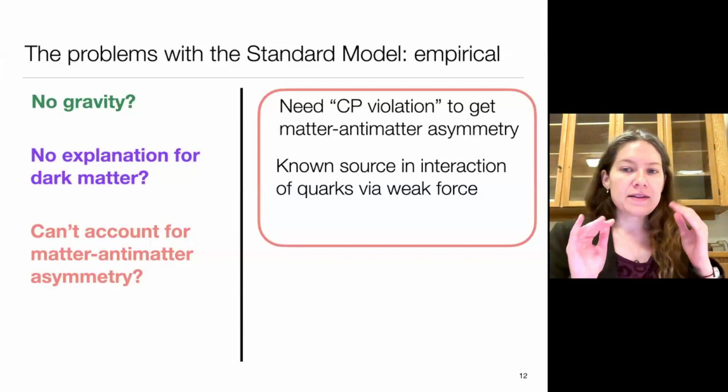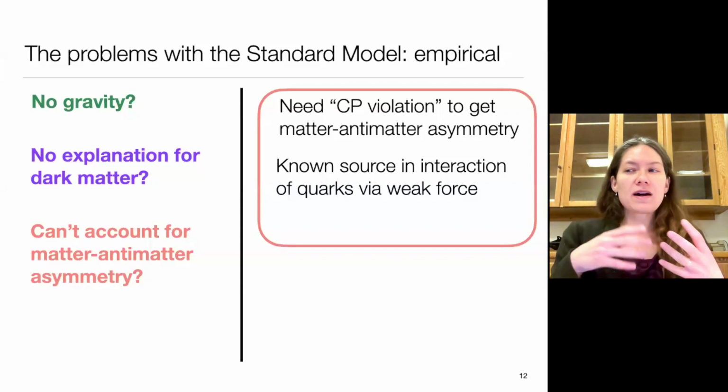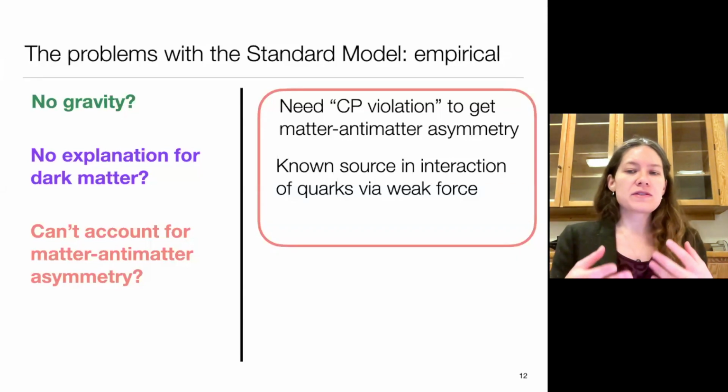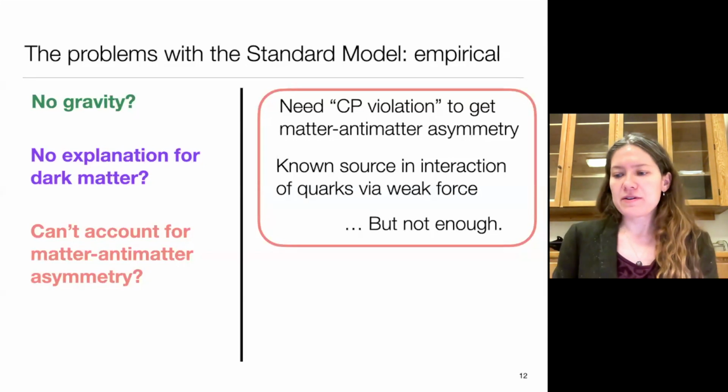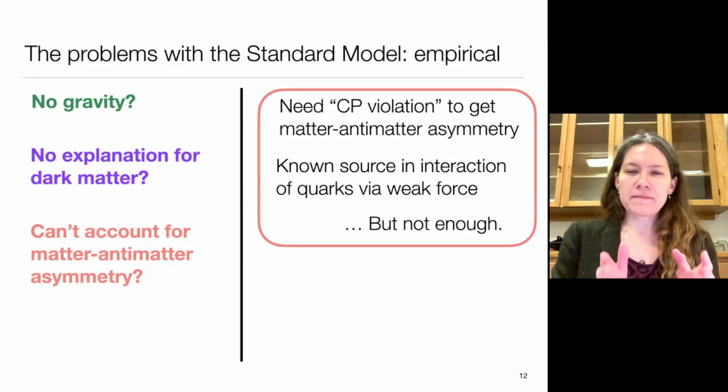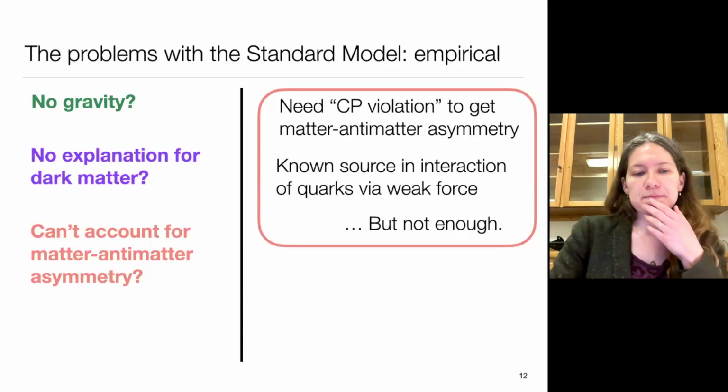In the standard model, there are some sources that would give you charge parity violation, some mathematical places we know of it, but you don't get nearly enough, not enough to explain the universe that we see. So something's funny there. We know that, but we don't know what it is yet.